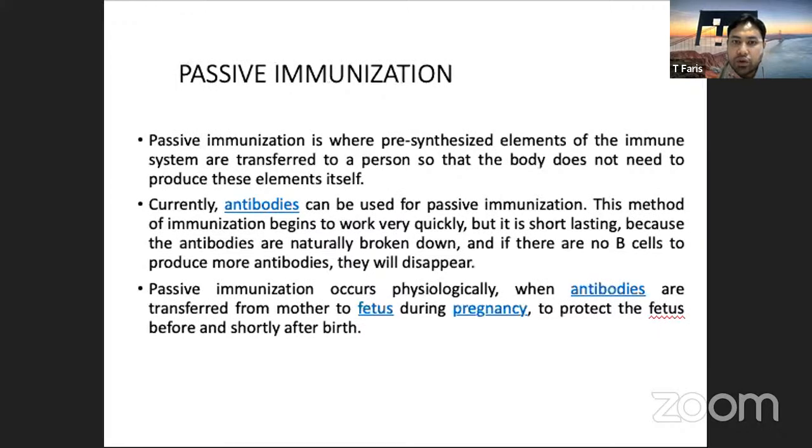In passive immunization, we use pre-synthesized elements of the immune system, and they can be transferred to a person so that the body does not need to produce these elements itself. Okay, we don't train the body to produce the antibody. This method of immunization begins to work very quickly, but it's short-lasting because the antibodies are naturally broken down. And if there are no B cells to produce more antibodies, they will disappear. So they need help from our own body system.